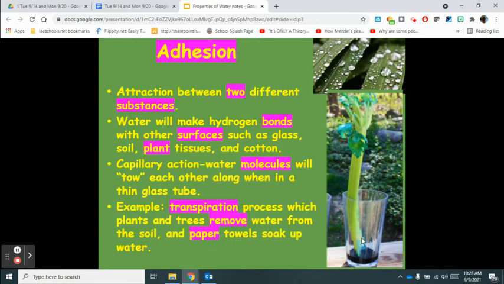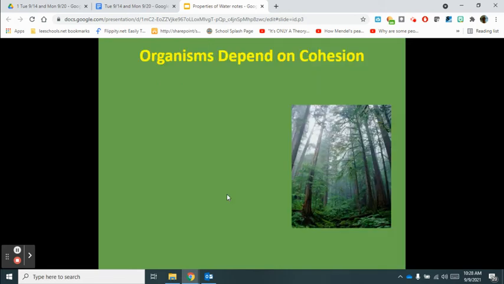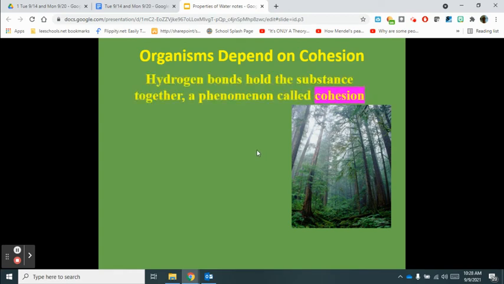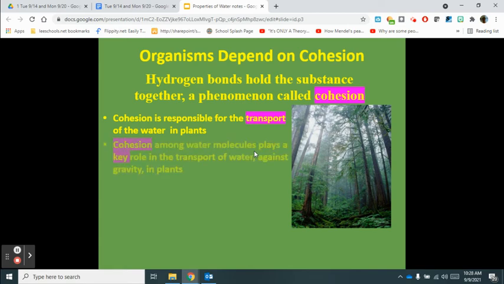So here in the picture, we have the celery and the water molecules are coming up to the celery. You can see how the celery leaves are turning blue. Organisms depend on cohesion. Hydrogen bonds hold the substances together. It's a phenomenon called cohesion. Cohesion is responsible for the transport of water in plants. Cohesion among water molecules plays a key role in the transport of water against gravity in plants. So that's why water is going up the plants from the soil to the leaves.